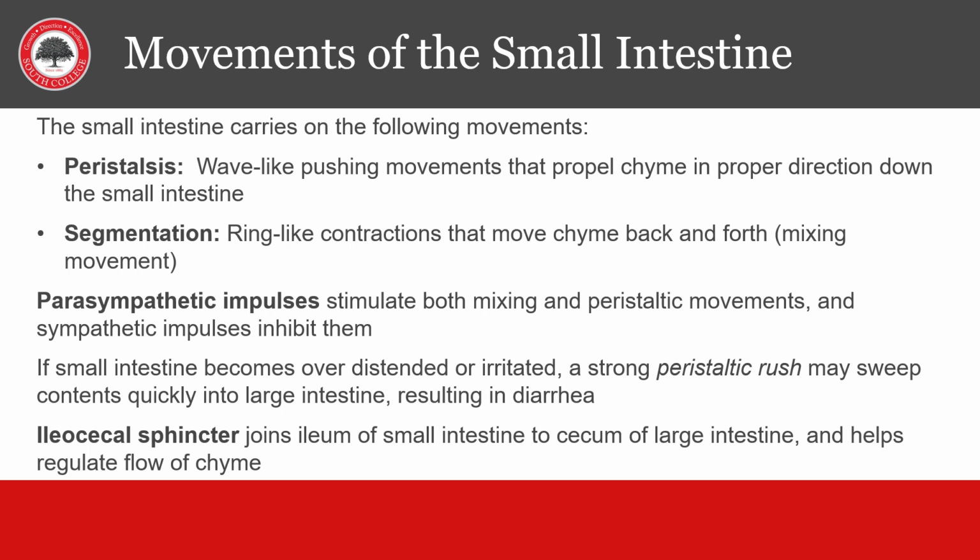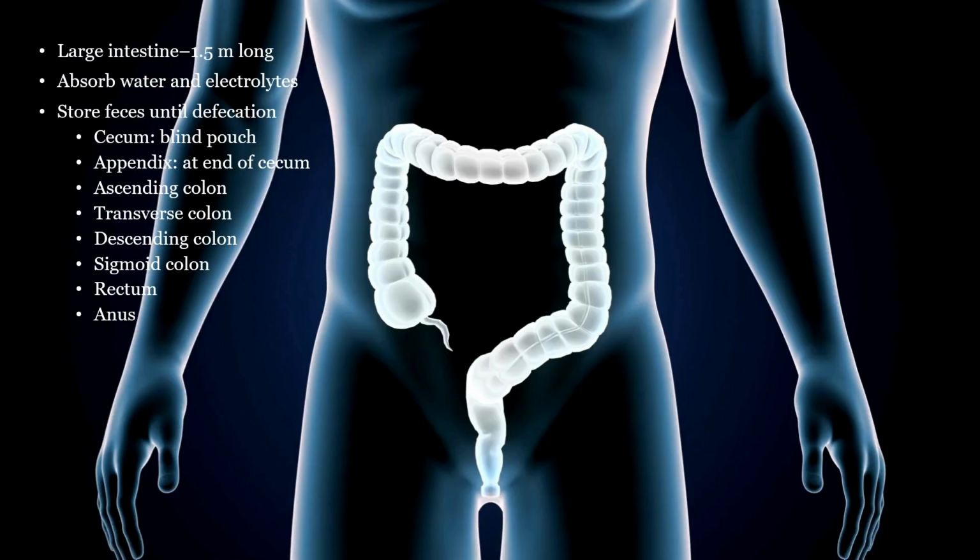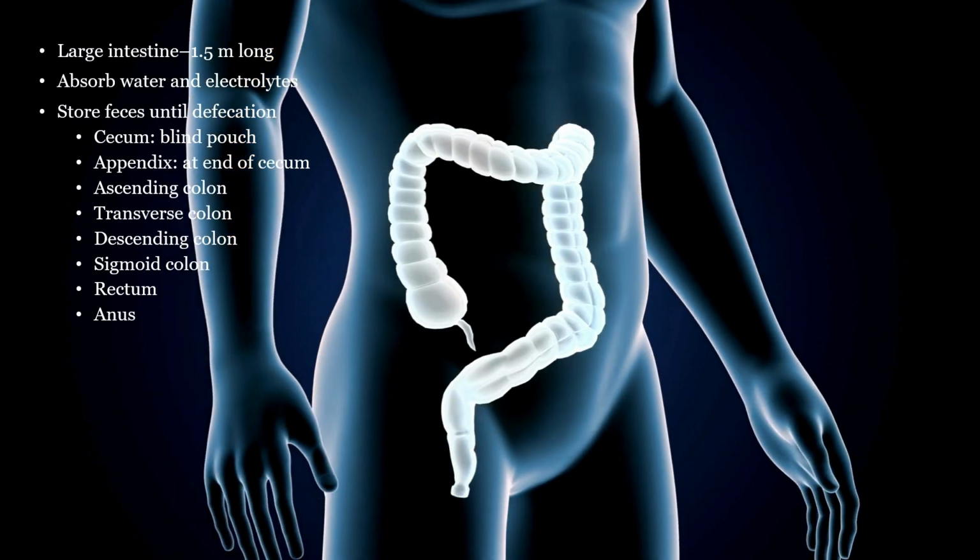If your small bowel becomes inflamed or if there's way too much chyme present, then this may cause diarrhea. This process is when chyme is rushed through the alimentary canal, not allowing for much water absorption. The ileocecal sphincter controls the movement of the chyme into the large intestine. Now, the large intestine.